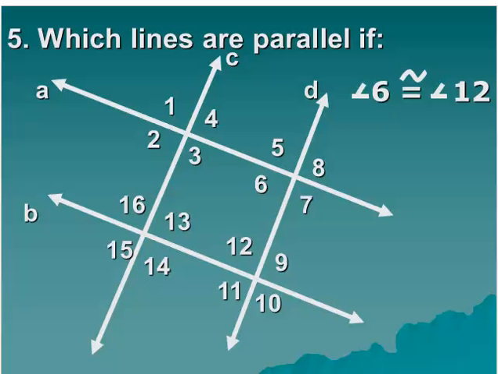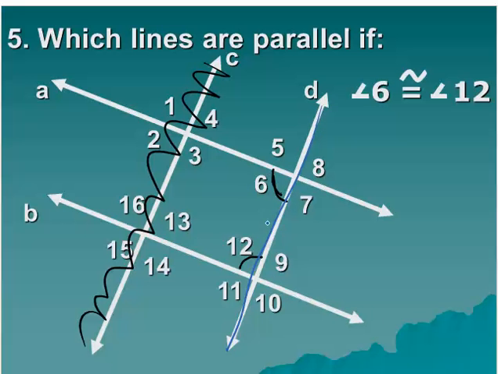Example 5. Angle 6 is congruent to angle 12. Angle 6 and angle 12. I notice angle 6 is touching lines A and D. Those are the ones it's next to. Angle 12 is touching lines B and D. So I'm not using line C. Well, D would work as my transversal, and 6 and 12 are on the same side and right in a row in between lines A and B. So those are same side or consecutive interior.